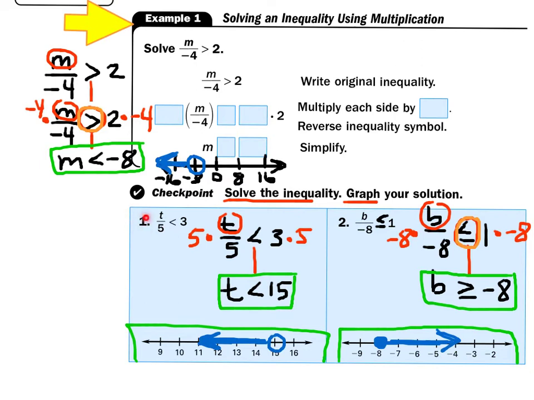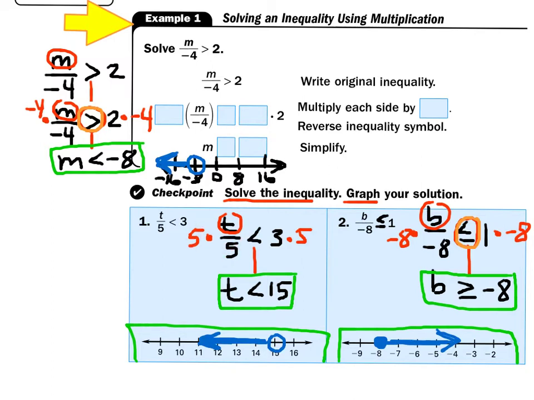Take a look at number 1. t over 5 is less than 3. So I copy t over 5 is less than 3. I use my red, I circle the variable, I bring down the wall. Take a look at what's touching the circle, dividing by 5. So I have to multiply by a positive 5 on both sides of the wall. Well, multiplying by a positive does not change the inequality. It stays the same.